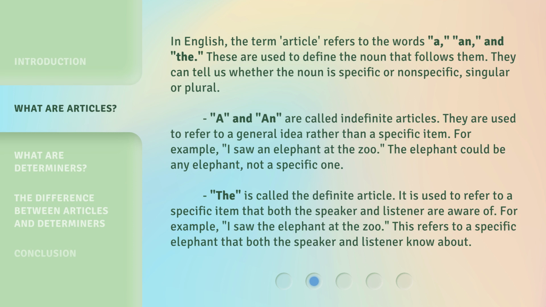For example, I saw an elephant at the zoo. The elephant could be any elephant, not a specific one. The is called the definite article. It is used to refer to a specific item that both the speaker and listener are aware of. For example, I saw the elephant at the zoo. This refers to a specific elephant that both the speaker and listener know about.